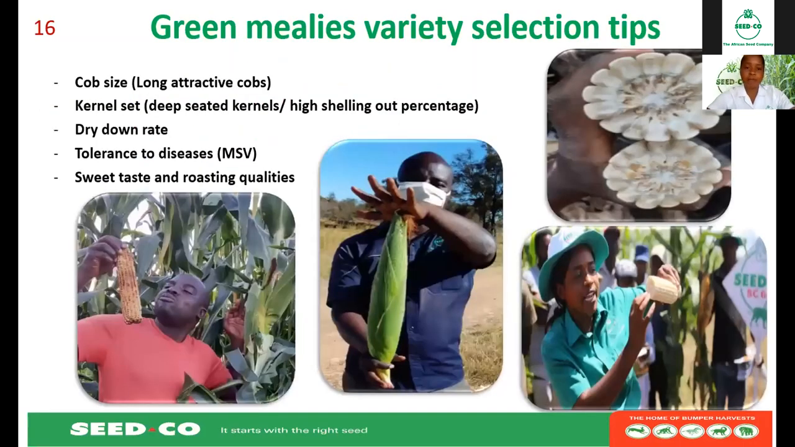So in terms of variety selection, here are some of the tips that we want to talk about. Cob size is important, where large sizable cobs are desired. Kernel set: deep-seated kernels are preferred on the market. The dry down rate speaks to the selling window that you're going to get. Then tolerance to diseases, such as MSV, the maize streak virus, which can also be propagated by the leafhoppers, which we are finding predominantly in the grass that surrounds our fields at this time. So it's important for us to also clear our fields of any residual grass surrounding the fields. And the sweet taste and the roasting qualities, as you can see there on the picture, so that you can enjoy your green mealies if you choose well and you buy the right seed.